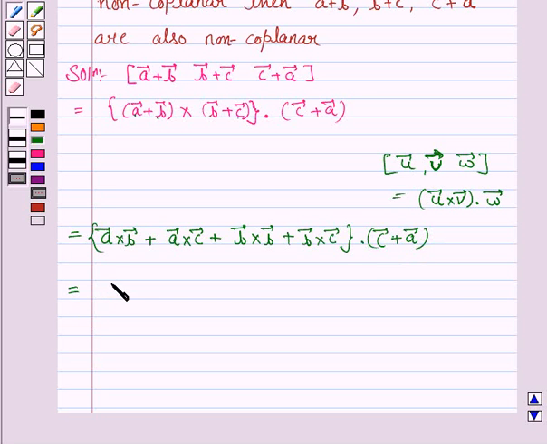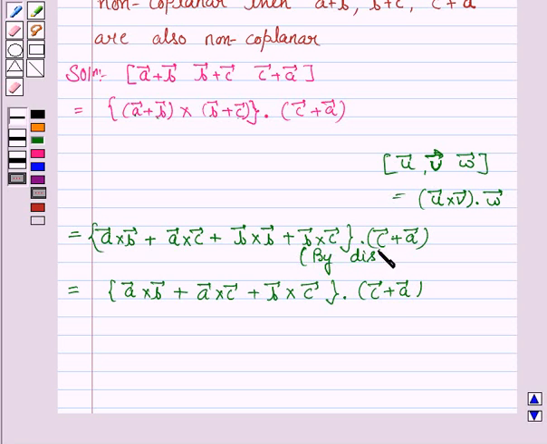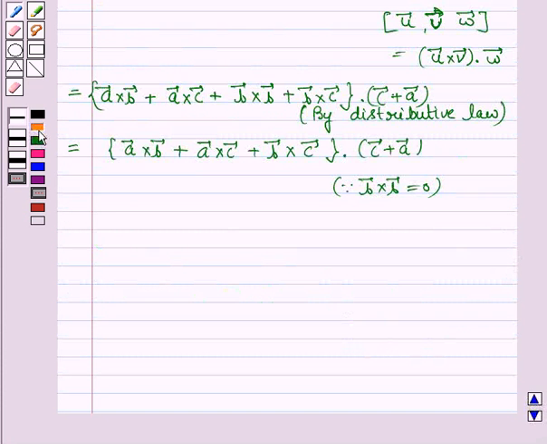And this is again equal to vector A cross vector B plus vector A cross vector C plus vector B cross vector C, as we know that the cross product of two equal vectors is 0. So vector B cross vector B is 0. Dot product vector C plus vector A. Here we have used the distributive law, and here vector B cross vector B is 0. Now again we'll use the distributive law.